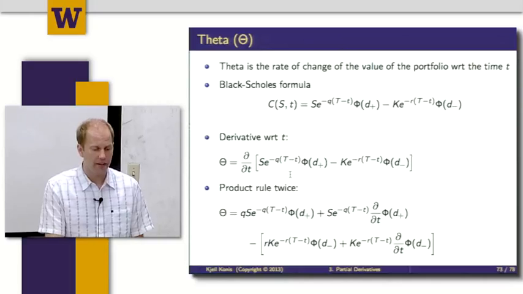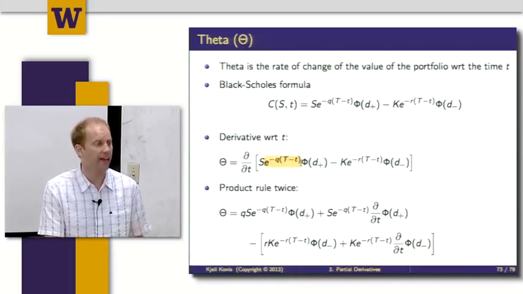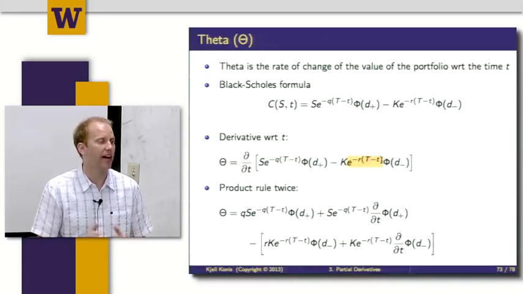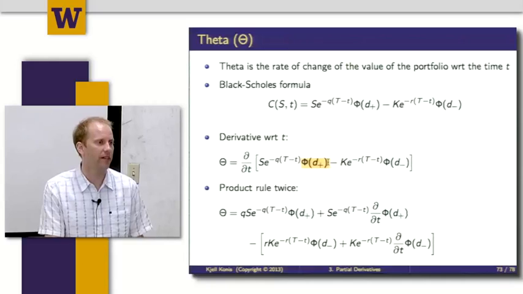Here it's going to be a little bit more complicated, because now I have this e to the minus q(T minus t) term, and that has a t in it. E to the minus r(T minus t) also has a t in it. Phi of d plus is a function of d plus, and d plus depends on t, and so does d minus. So I have to use the product rule on each term here.